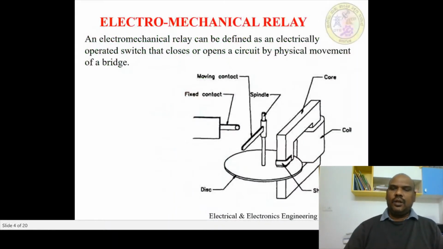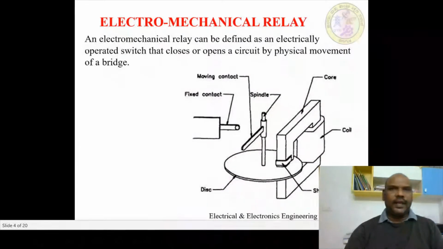Now let us see what is meant by electromechanical relay. An electromechanical relay can be defined as an electrically operated switch that closes or opens a circuit by physical movement of a bridge. Now if you see this diagram here, so this is the bridge of the relay, this is the fixed contact, and this is the moving contact, and this is the relay coil, and this is the moving disc. So this electromechanical relay operates on the principle of electromagnetic induction.